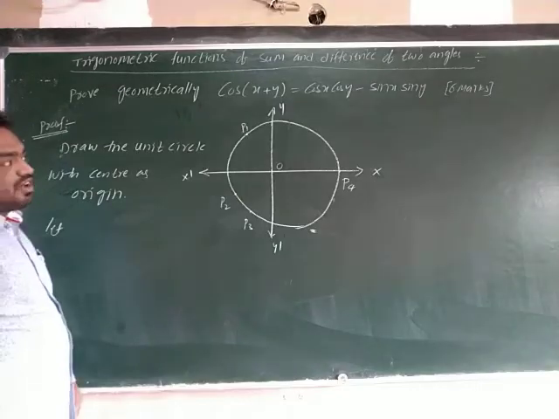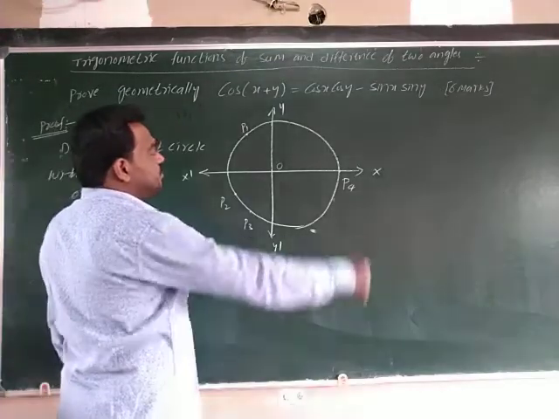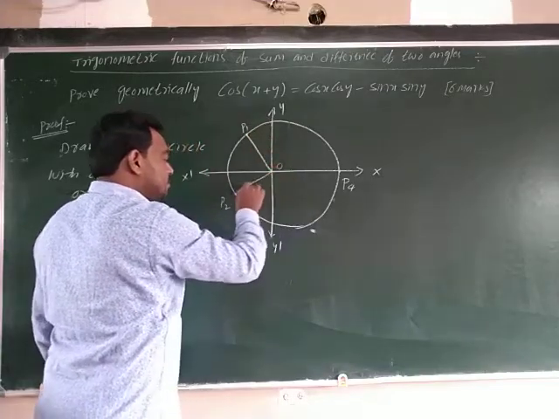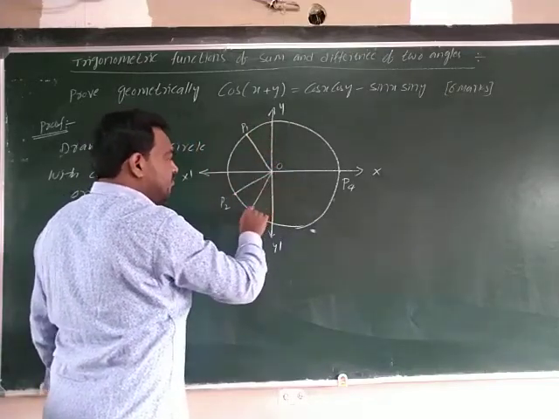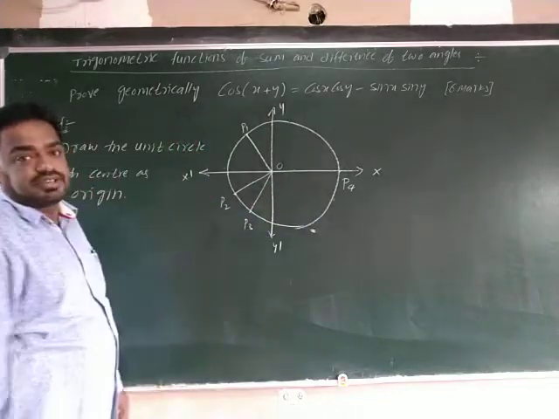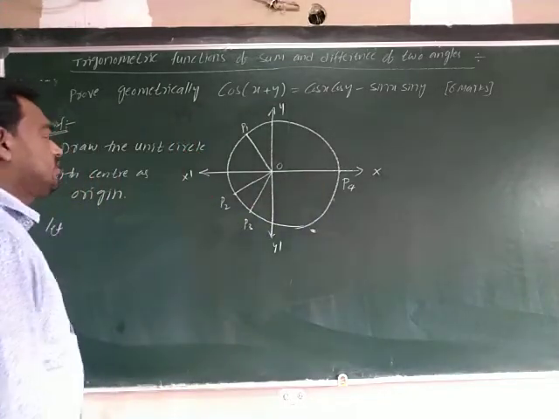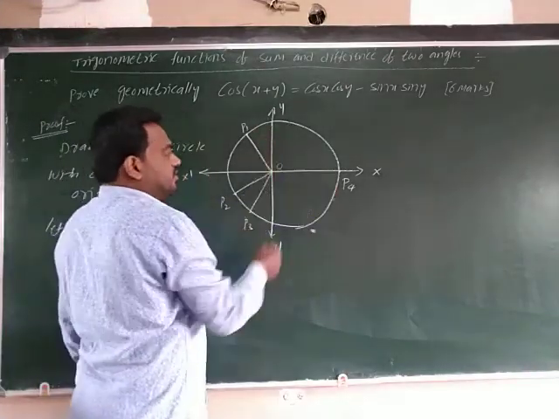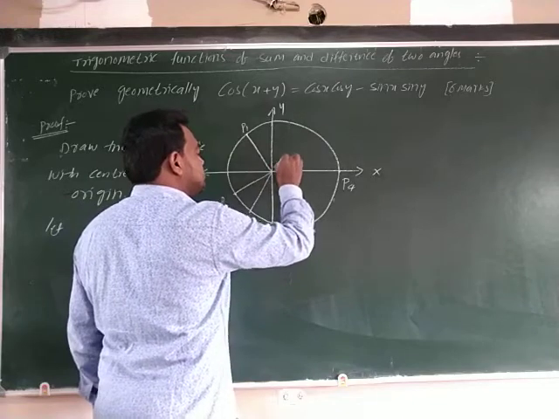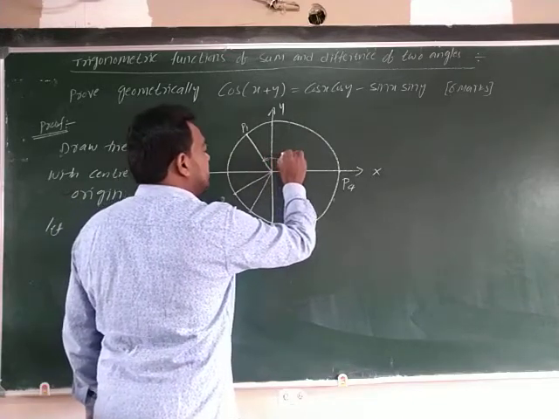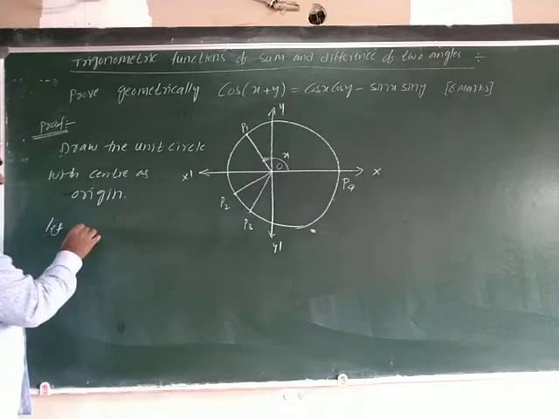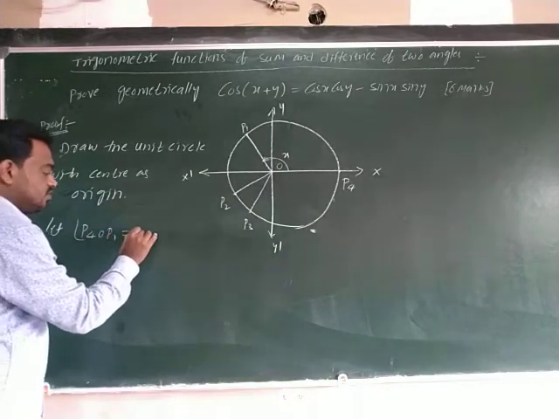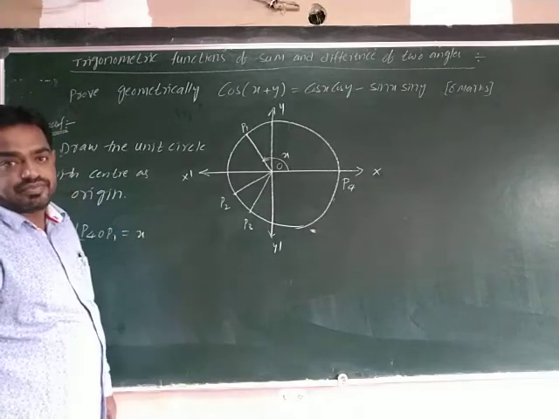Let the angles be as follows. How am I taking angles? You see, first you join OP1, OP2, OP3, and OP4 is already there. It is on the x-axis only. Now the angle from P4 to P1, that means this angle, I am taking x. That means let angle P4OP1 equal x radians.